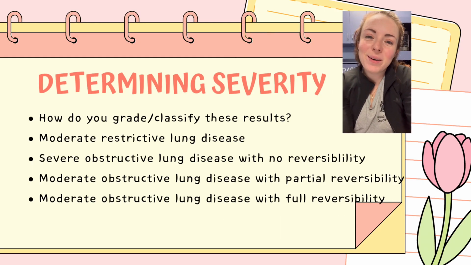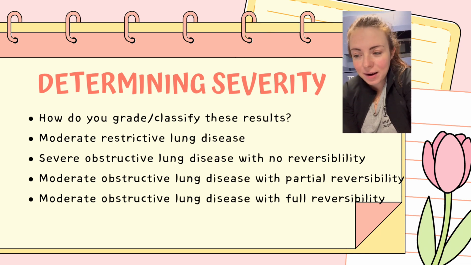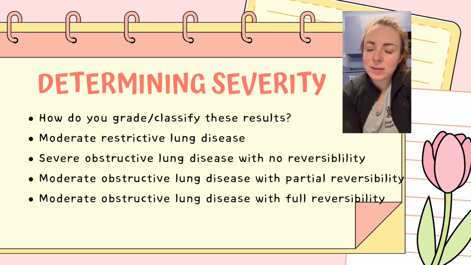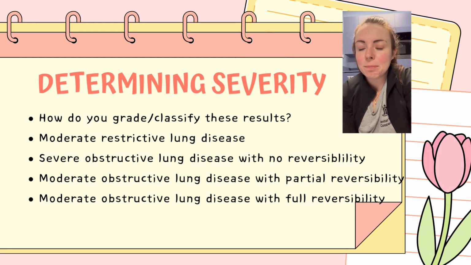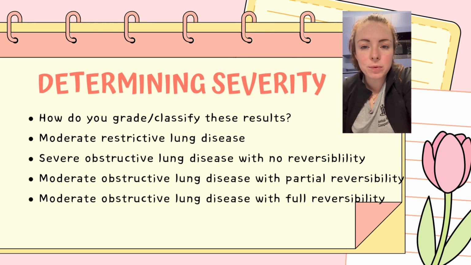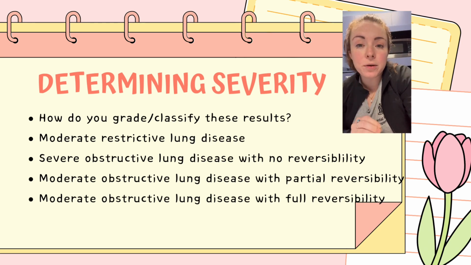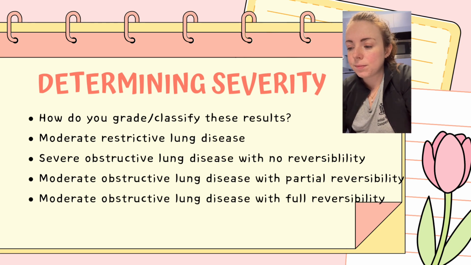Okay, so how are we going to determine severity? Well, I hope you were paying attention on the last slide, because now we're going to classify our results. The first option says moderate restrictive lung disease. If we look at the options, we've got a pre-FEV1 of 64% and a post-FEV1 of 78%. But we're not going to let them get one over on us. This is not a restrictive lung disease because our FEV1 is not normal. So we can cross that one out.